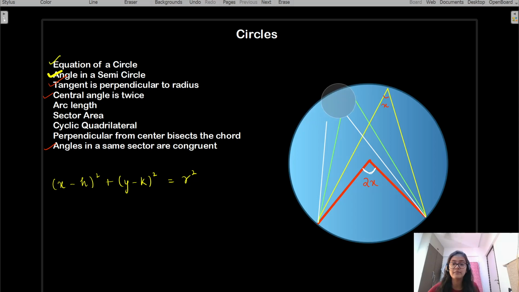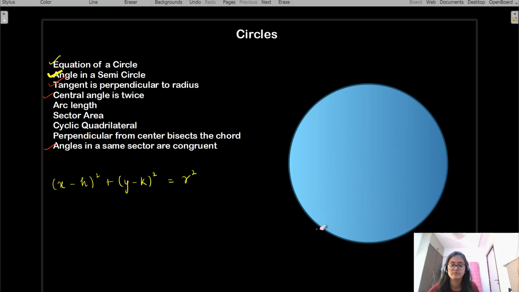This is the most important concept in circles. I'll tell you at the end of the video which three concepts are the most important out of these concepts, and no matter what, I can guarantee that you are definitely going to see some questions on those 3 to 4 topics. Okay, the fifth one is arc length.